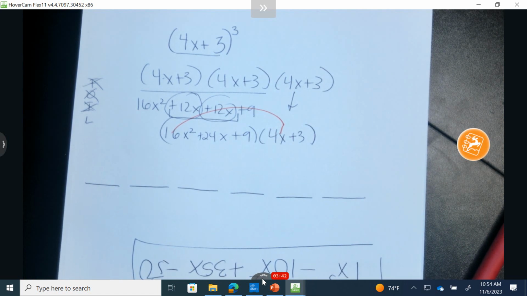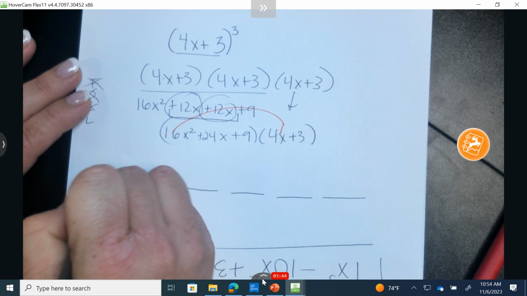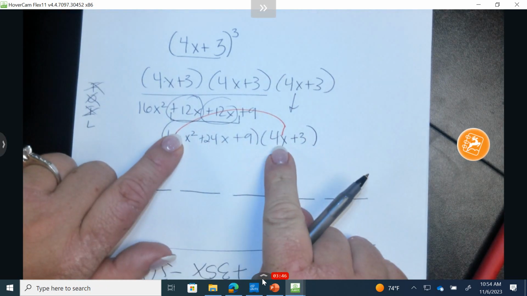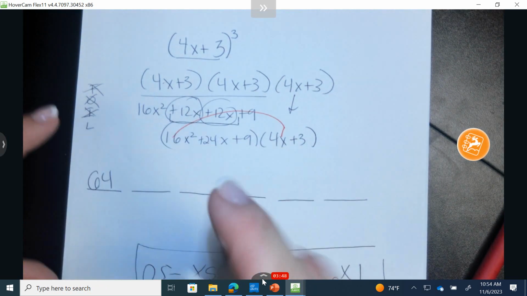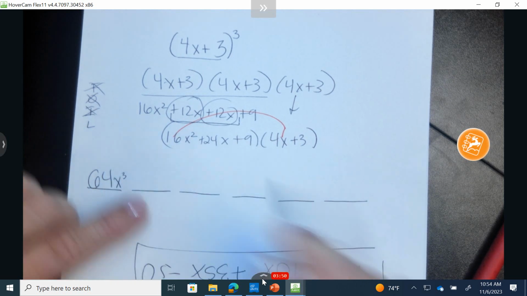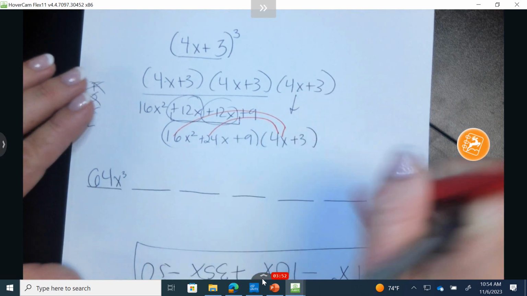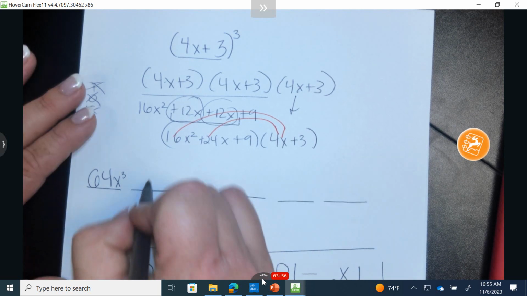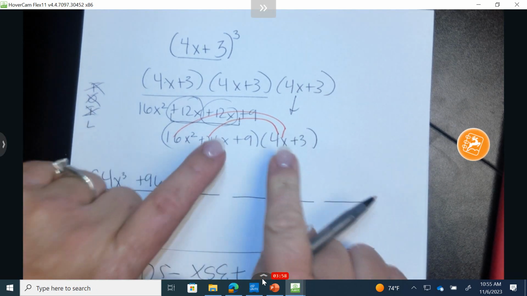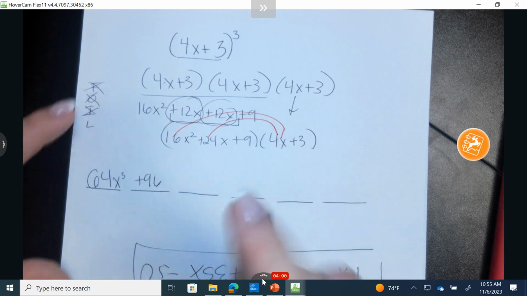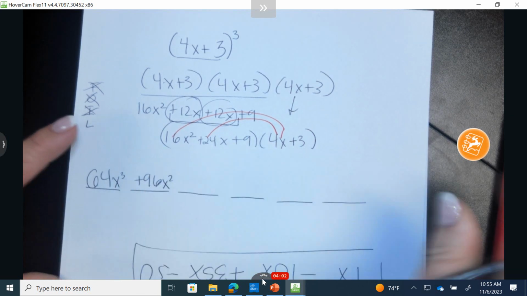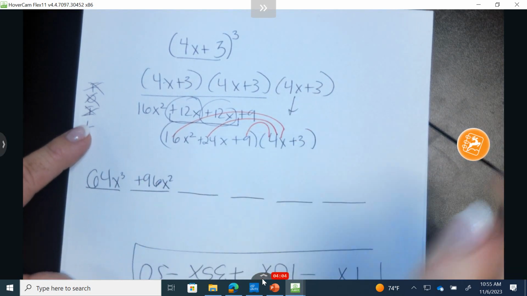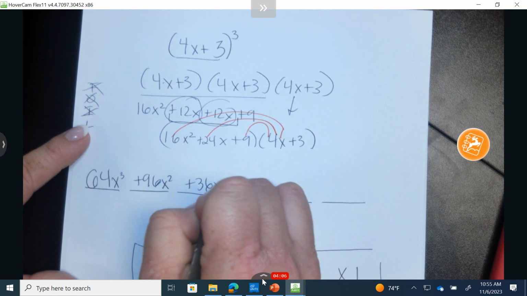16 times 4 is 64. How many x's do I have between these 2? 3. Uh-oh, help me out here. 24 times 4 is 96. How many x's between the 2? 9 times 4 is 36, and there's 1x.